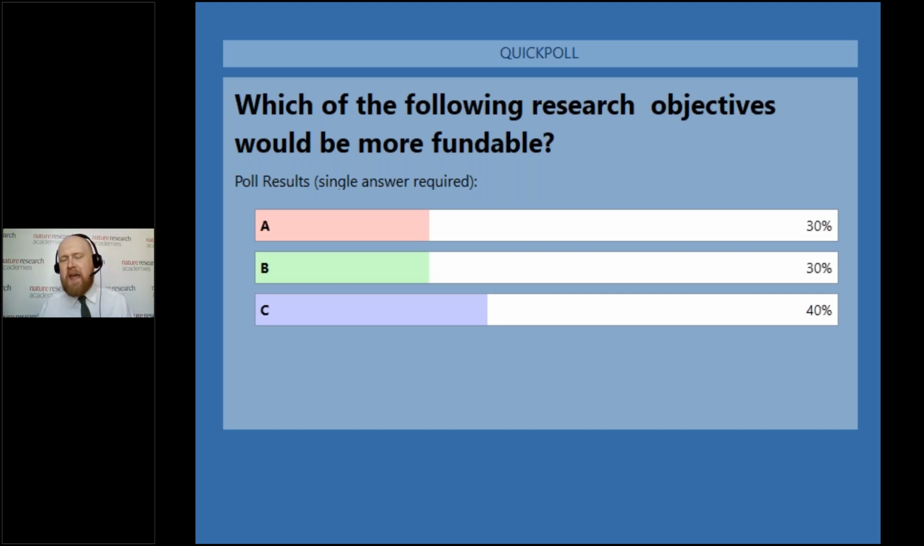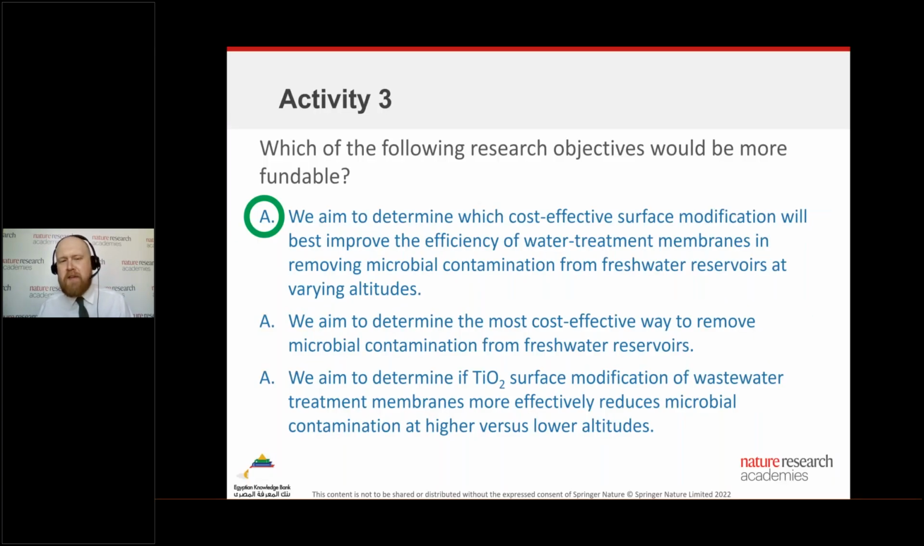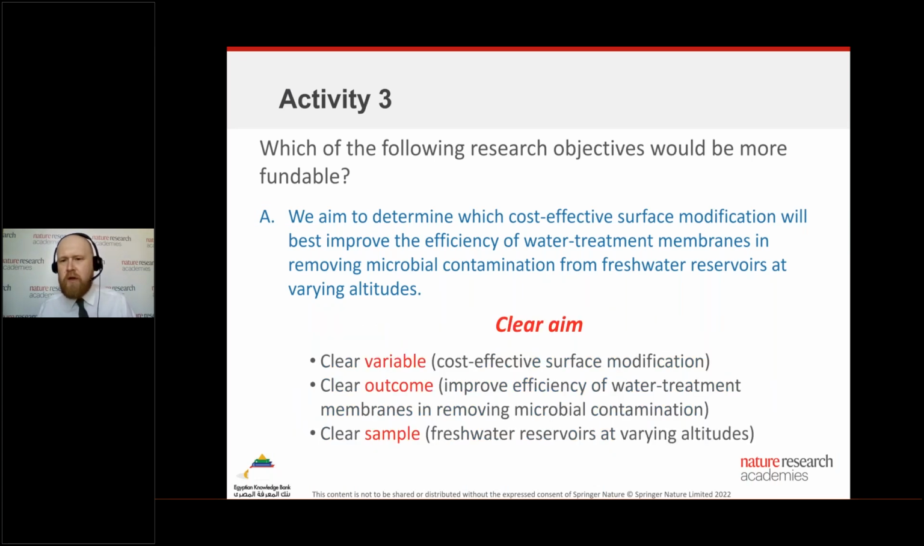Now, I think A is probably the best objectives we have here. With objectives A, we have a clear aim, we have a clear variable, which is cost-effective surface modification. We have a clear outcome, improve efficiency of water treatment membranes in removing microbial contamination. And also we have a clear sample, freshwater reservoirs at varying altitudes.